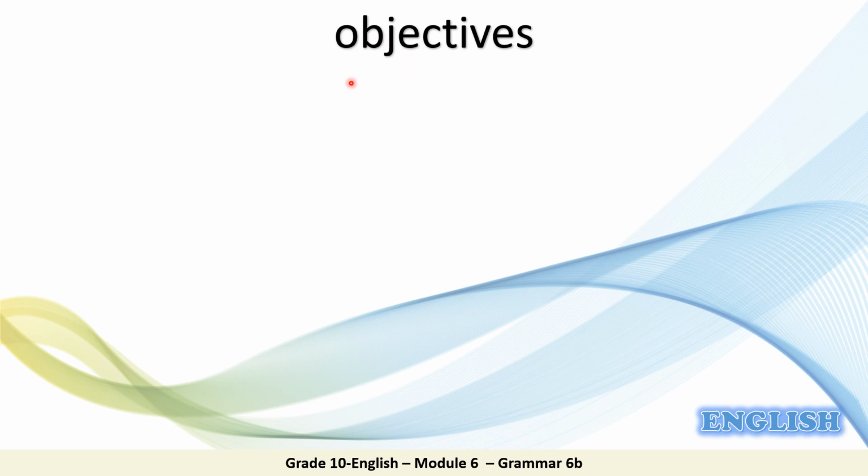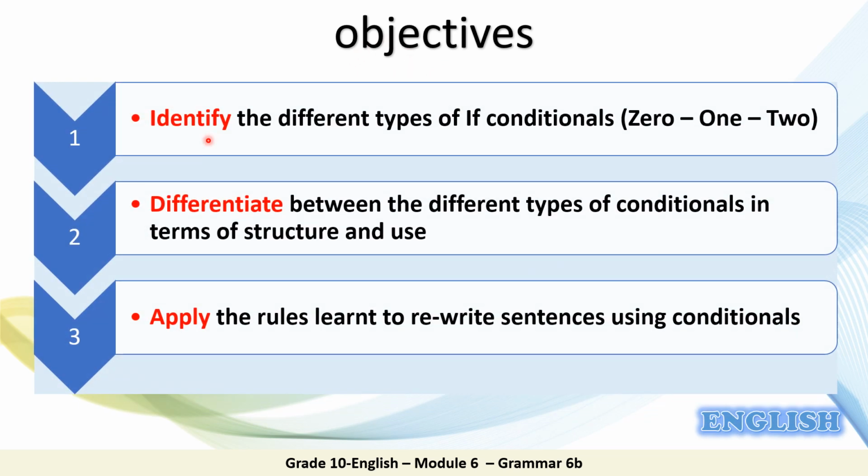Our objectives for today are: Number 1 is to identify the different types of if conditionals, types 0, 1, and 2. Number 2 is to differentiate between the different types of conditionals in terms of structure and use. And finally, is to apply the rules learned to rewrite sentences using conditionals.